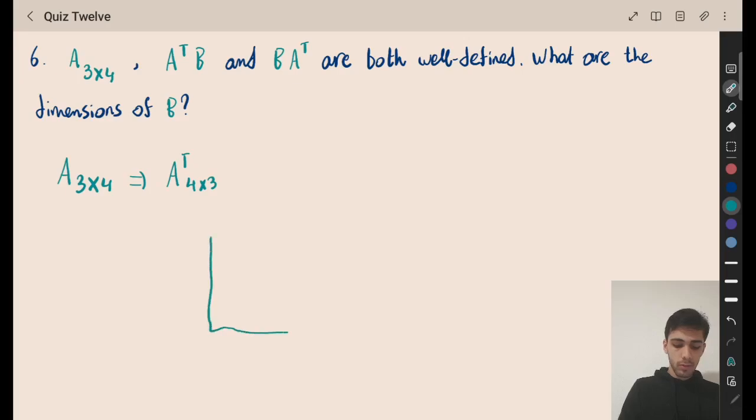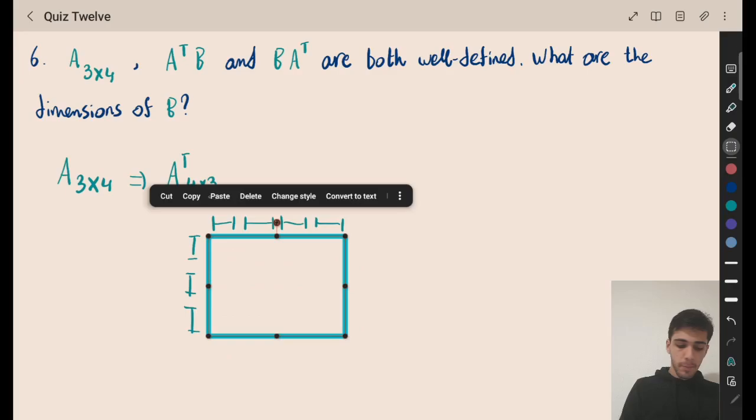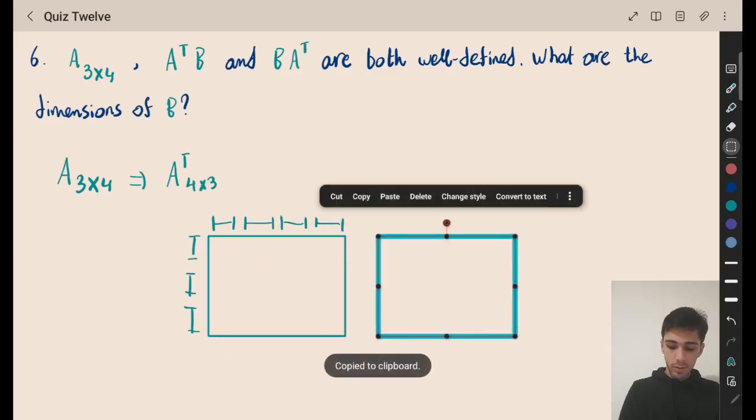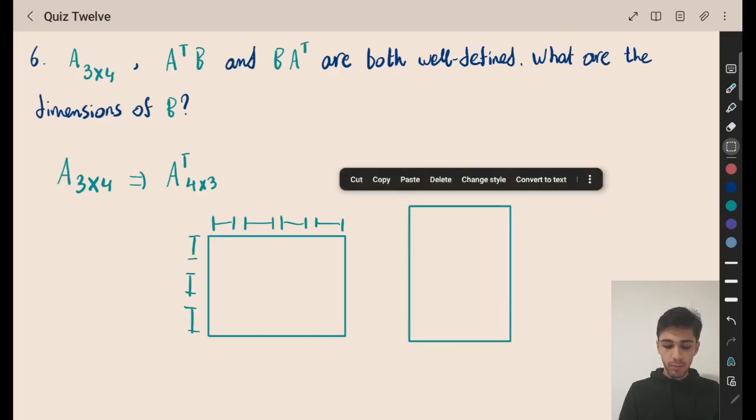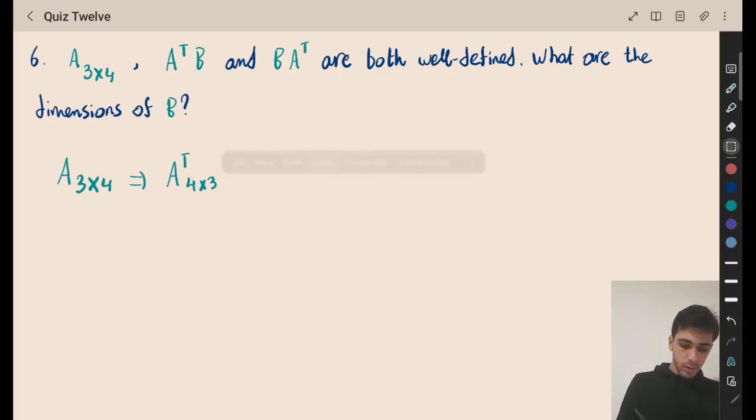It's like this is 3 and this is 4. So you flip it. Kind of. I mean, well, yeah. The rows become columns and the columns become rows. So this is what it means.